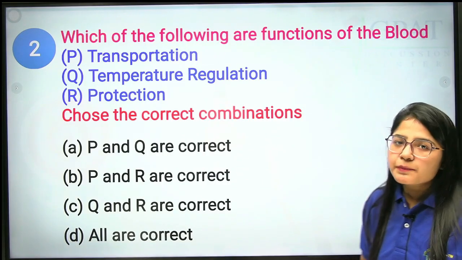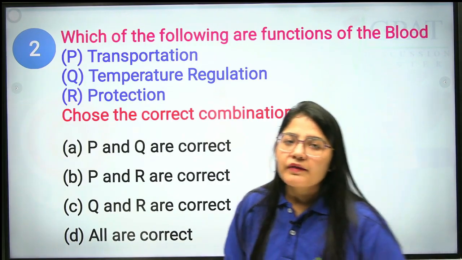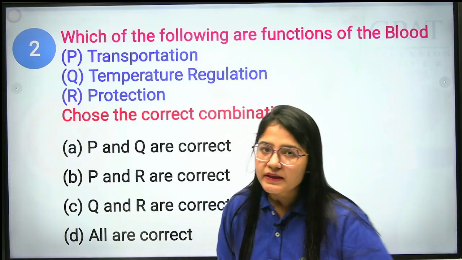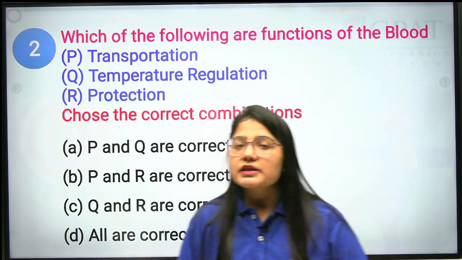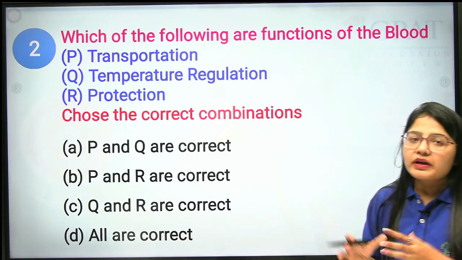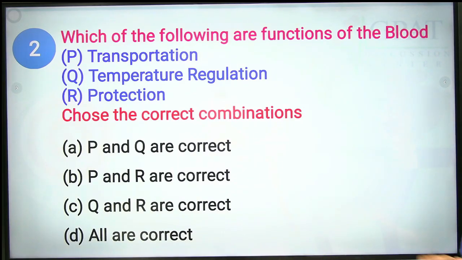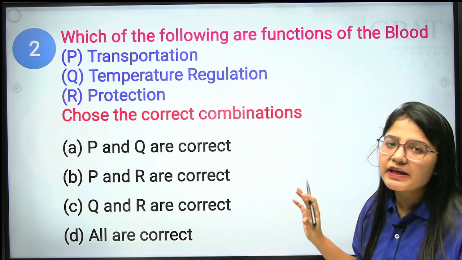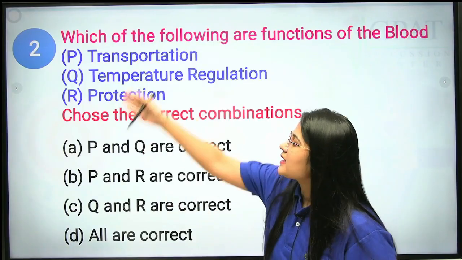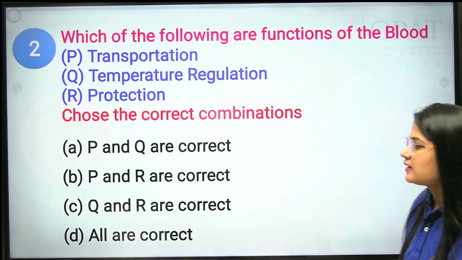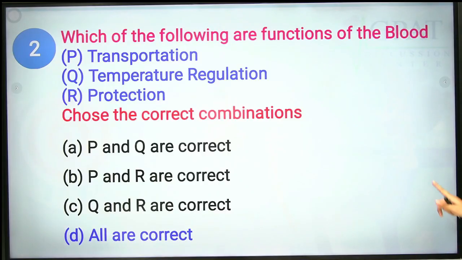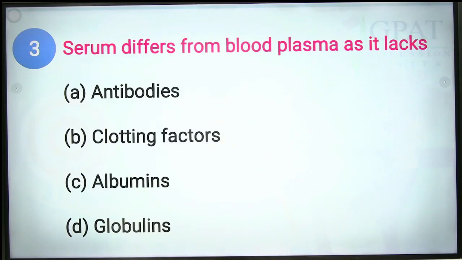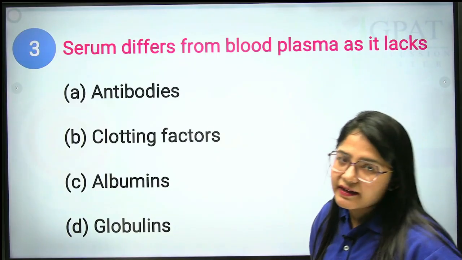Third option is protection. As we all know, our blood comprises WBC, which is known as the fighter of our body. It is responsible for the protection of our body from different germs and viruses. So yes, all these 3 options are correct. Clear? So all are correct. Clear? Okay.